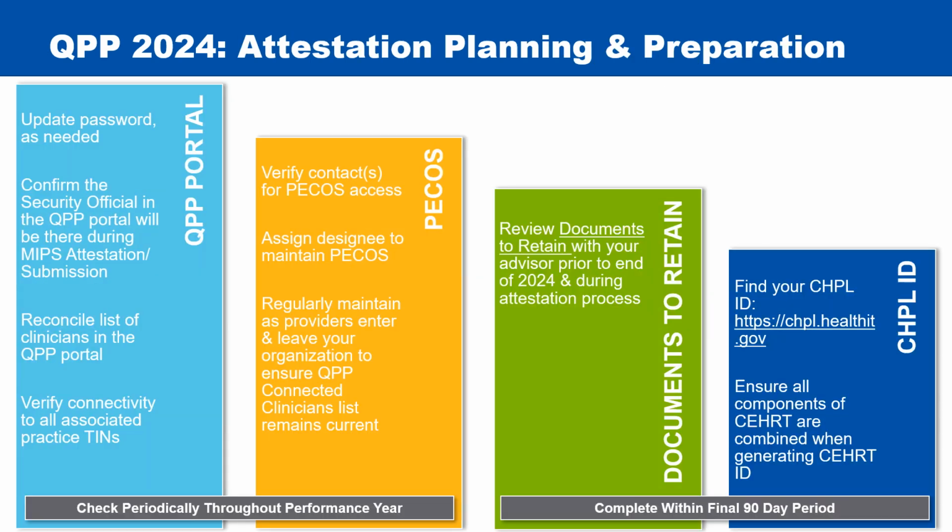Now, a couple different steps to really get you started. First and foremost, you need to make sure that you have access to the Quality Payment Program portal. You do have to periodically update your password, so making sure your password is ready to go and up to date is that first step. You want to make sure that the security official is in place within the QPP portal, that you have that person designated. The security official does not have to do the attestation, but you do need to make sure that you do have one that's associated with your tax ID. You want to make sure that you then reconcile the list of clinicians in that QPP portal.